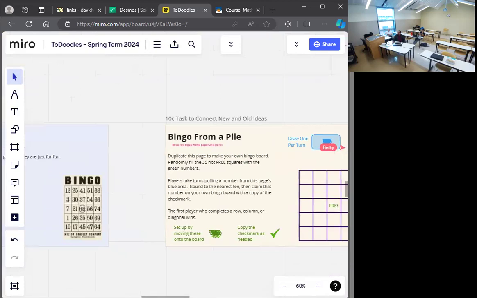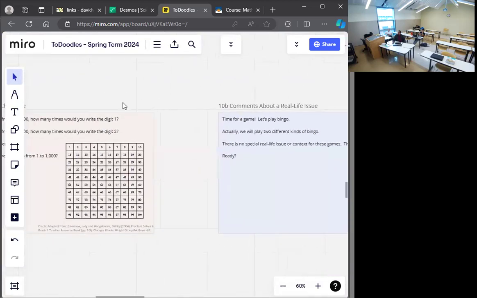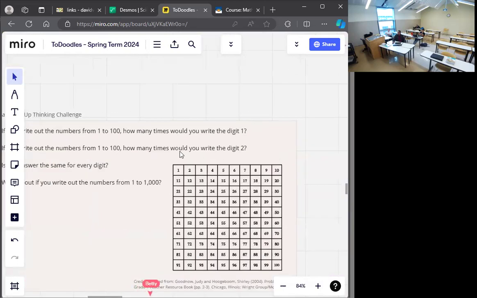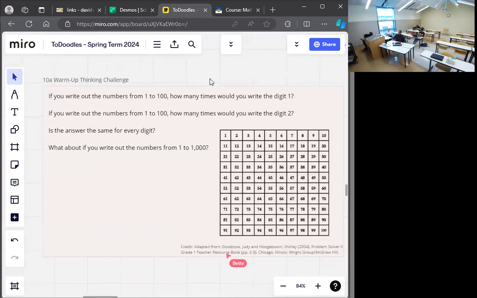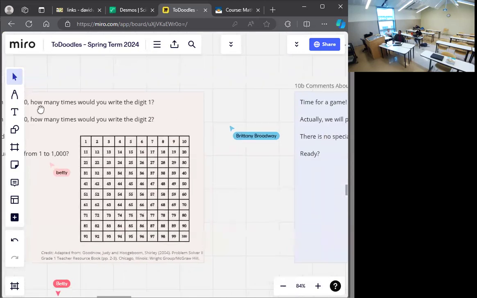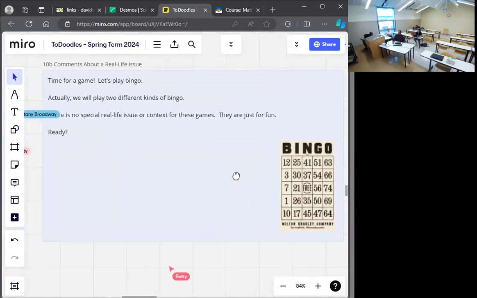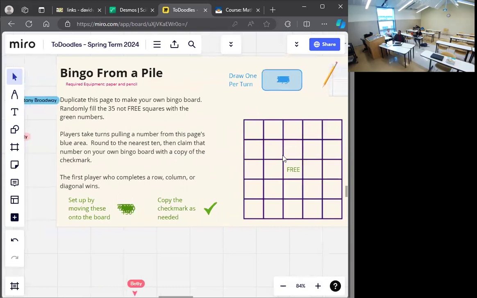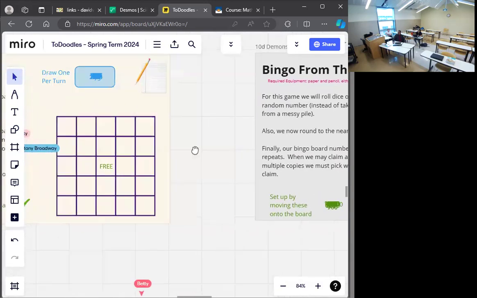Okay, now it is almost time to have a break because it's 6:54, but bingo is fun. This is one of my favorite warm-up challenges. Let's save it for when we get back from break. If you write out the numbers 1 to 100, how many ones do you actually write, and so on. But first, let's play bingo, and then we'll take a break. We have 2 bingo games. Here's bingo number 1, and there's bingo number 2.